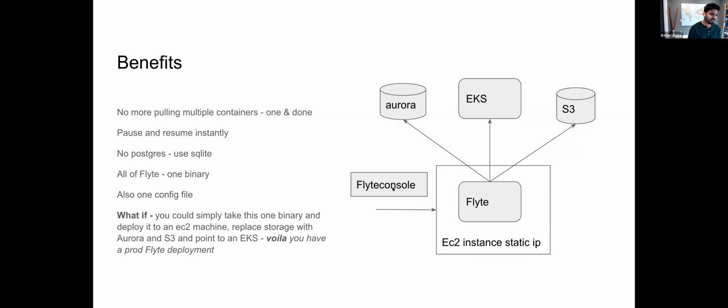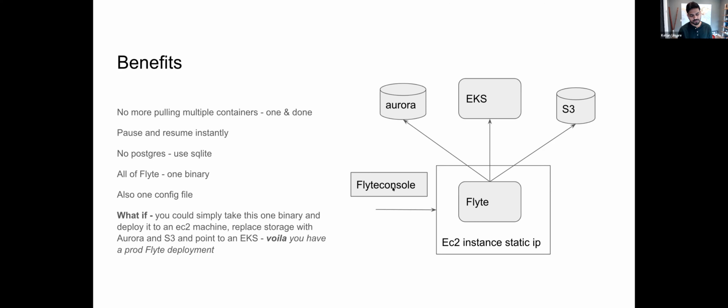This has another benefit, by the way. Along with no pulling of containers and pause/resume, there is no Postgres in the default local installation, only SQLite, so that it can really start up very quickly. But what if you could just take that single binary and deploy it to an EC2 instance with a static IP, point it to an Aurora database, an EKS, and an S3? You would have a production-grade Flyte cluster without really fiddling with ingresses and load balancers and so on. And we've seen a lot of people really struggle with that stuff.